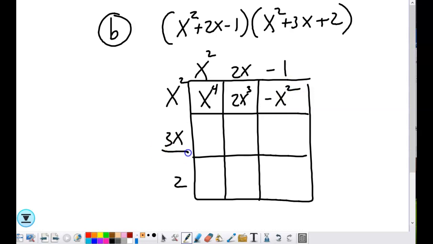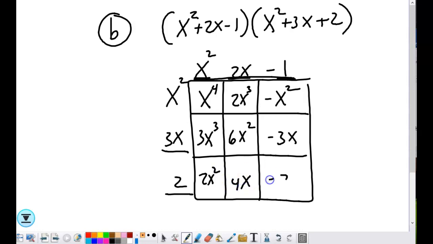Then we do 3x times all three of these to fill in the next row. So it's going to be 3x cubed, 6x squared, and negative 3x. And then for the final row, we're multiplying 2 by these three numbers. So that's going to be 2x squared, 4x, and minus 2. And once again, we're going to take out all of our numbers and combine our like terms.